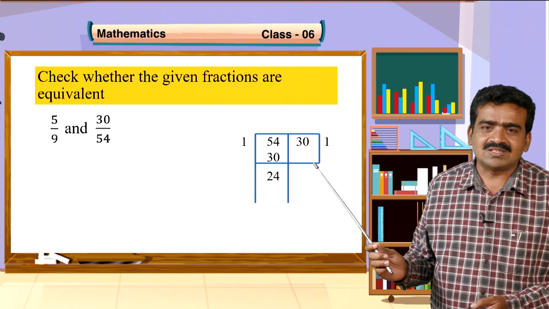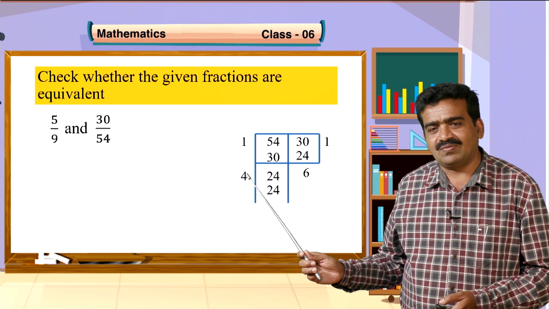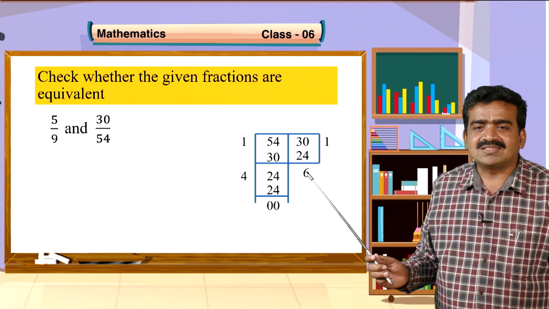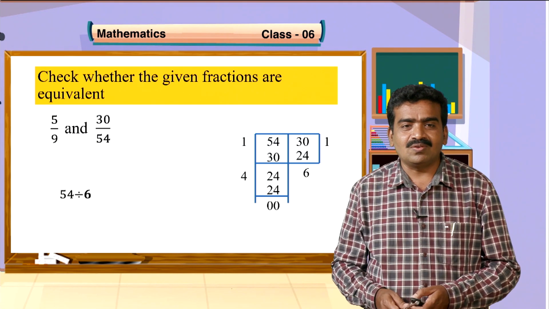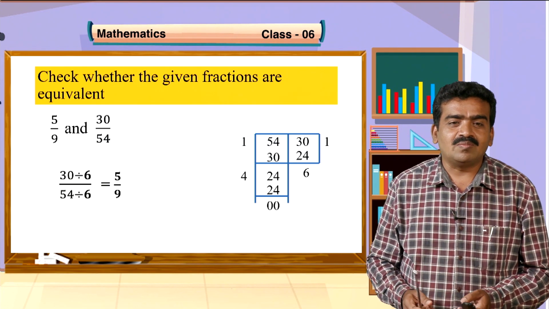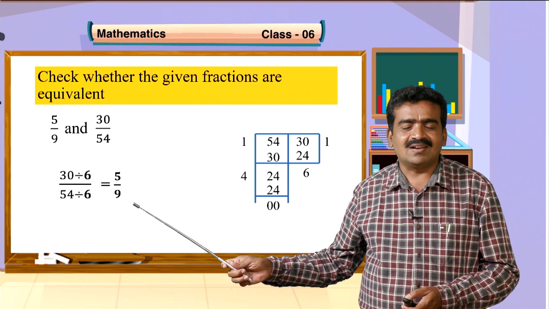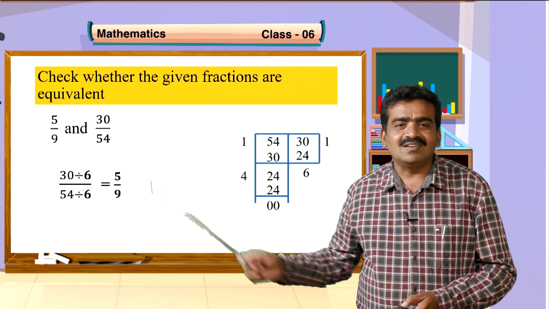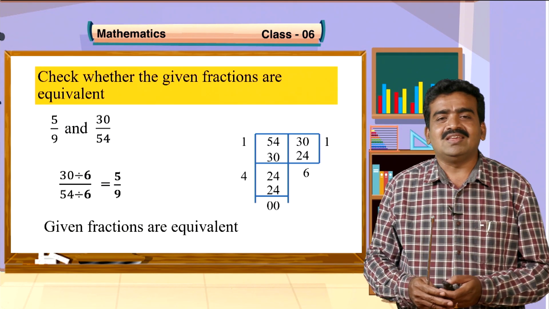So again, divide 30 by 24: 24 ones are 24. Then what will be the remainder? 6. So 6 fours are 24. If you divide it further, here we will get 0, and 6 is left behind as it is. Therefore, 6 is the HCF for 30 and 54. Now divide 30 and 54 by 6. How much will we get? 5 by 9. So this 5 by 9 and that 5 by 9 are the same. Therefore, they are equivalent fractions. That means 5 by 9 and 30 by 54 are equivalent fractions. The given fractions are equivalent.